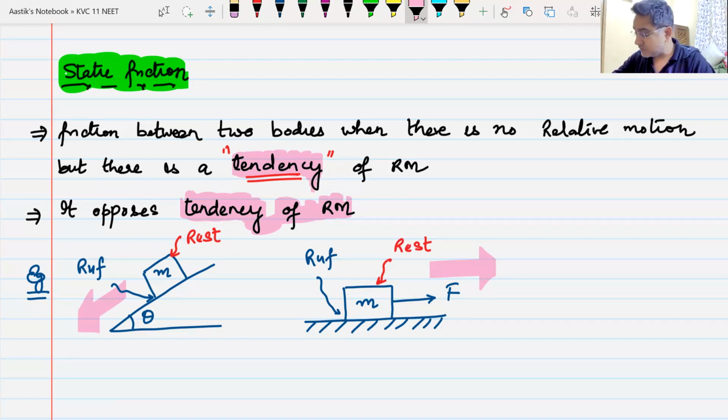Now, whenever we talk about static friction, there are two things that you must understand, because static friction is a force. Force is a vector. Every vector has two things. What are those two things every vector has? Magnitude and direction. Let us first talk about the direction part, because I can draw it here. What would be the direction of static friction?